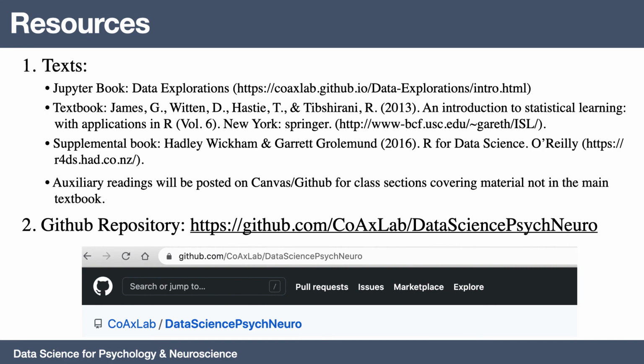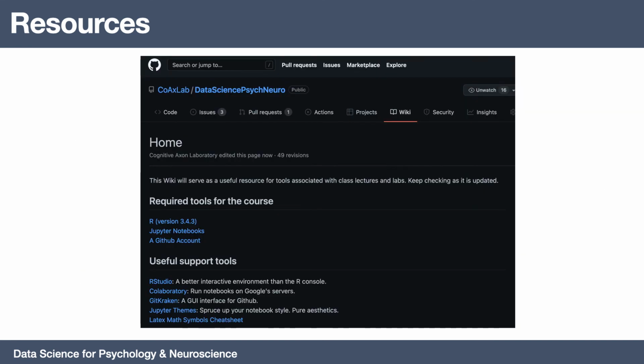I just want to point out one thing from that repo. If you go to the wiki page on the repository, we have a lot of very helpful links to resources, the required tools like R and Jupyter Notebooks, GitHub, etc., RStudio, GitKraken, Jupyter Themes, useful links for catching up on prior material, etc. So keep checking that wiki. We keep updating it throughout the semester, and hopefully it has some useful information for you.